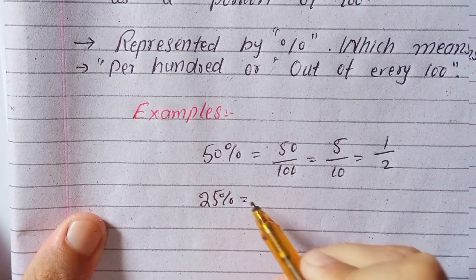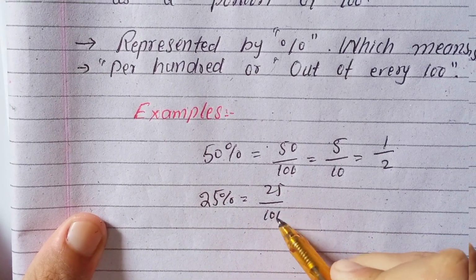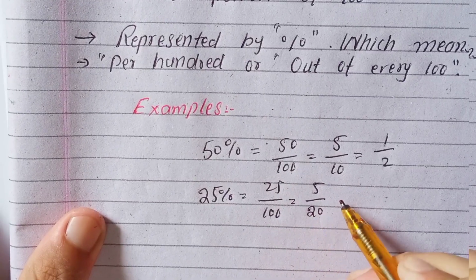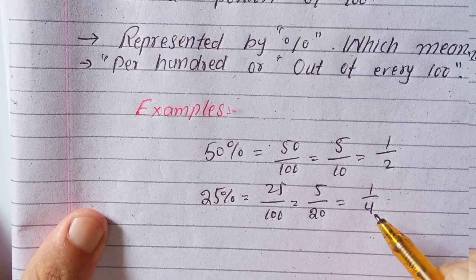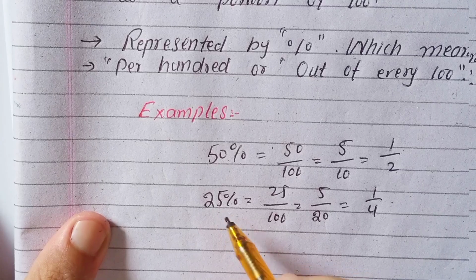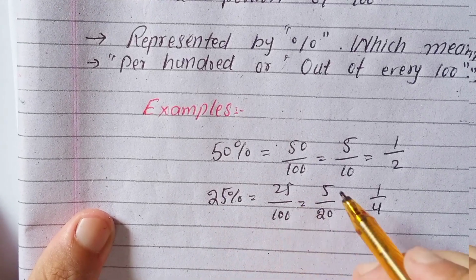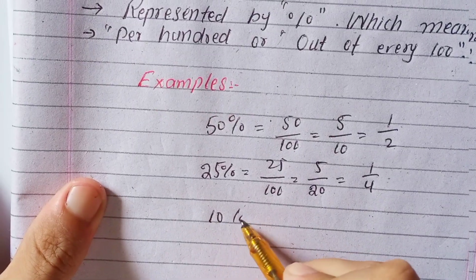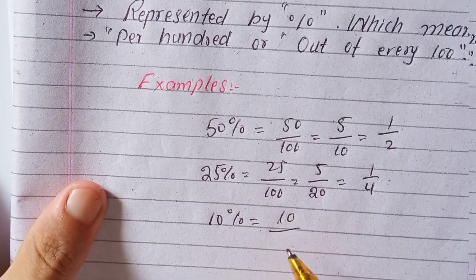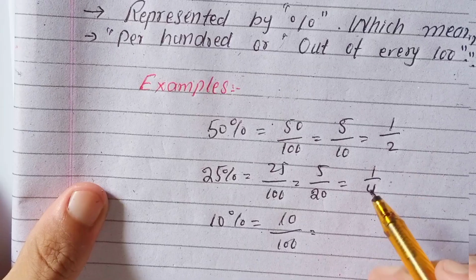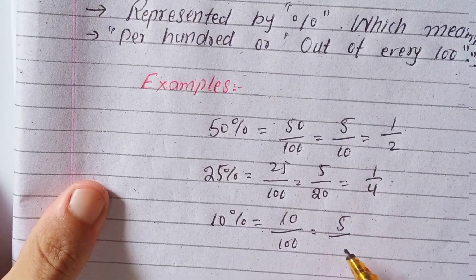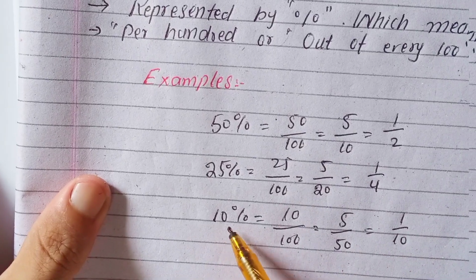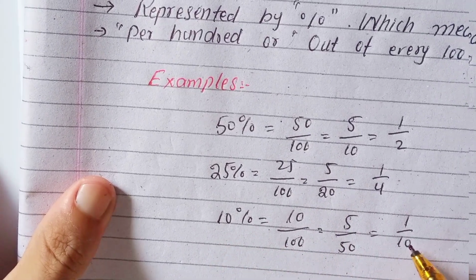25% means 25 out of 100, or 5 out of 20, or 1 out of 4. So 25% is equal to 25 out of 100, or 5 out of 20, or 1 out of 4. 10% is equal to 10 out of 100, or 5 out of 50, or 1 out of 10. So 10% is equal to 1 out of 10.